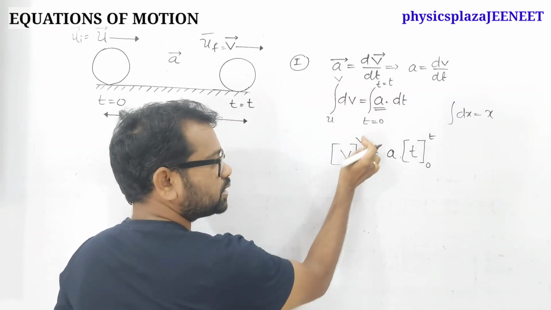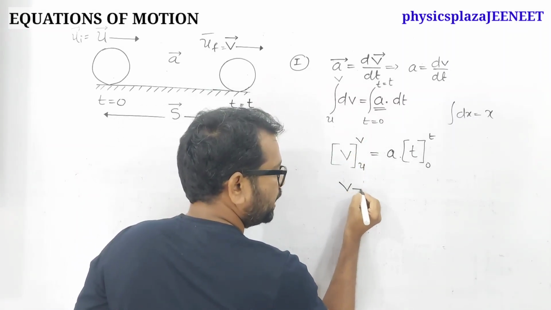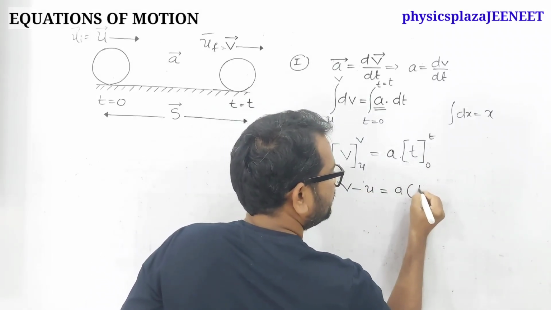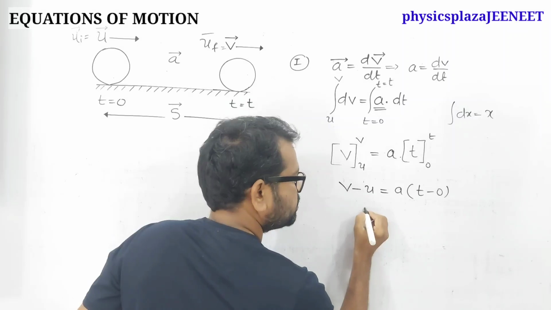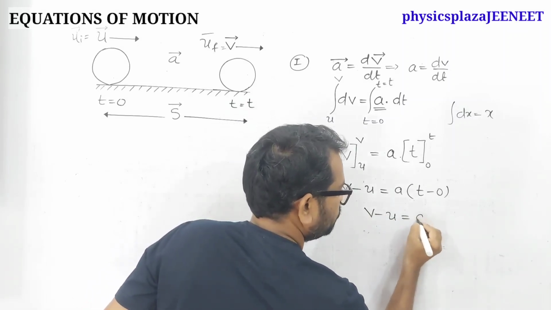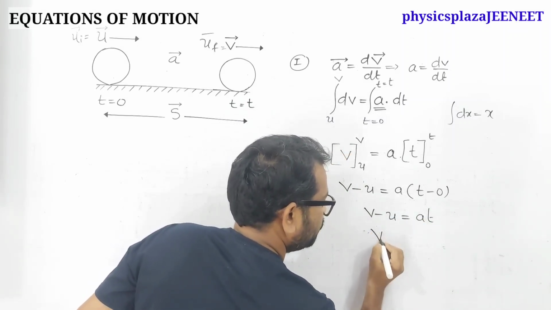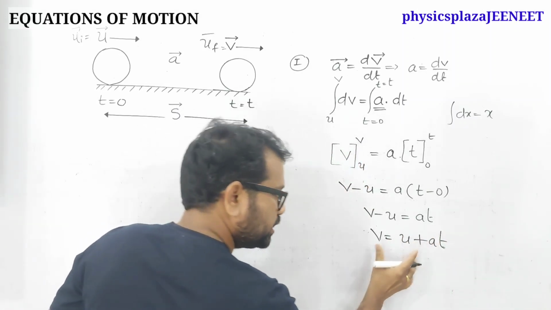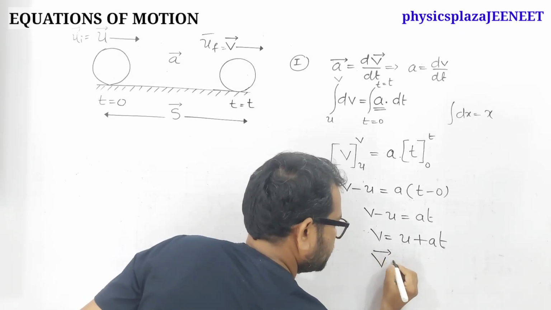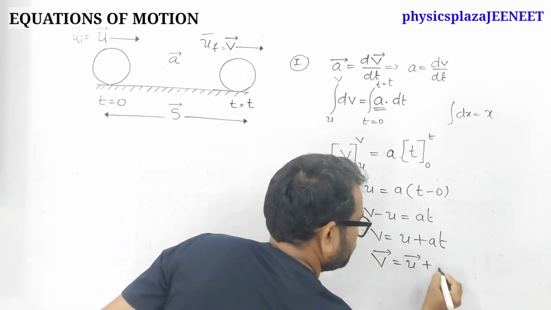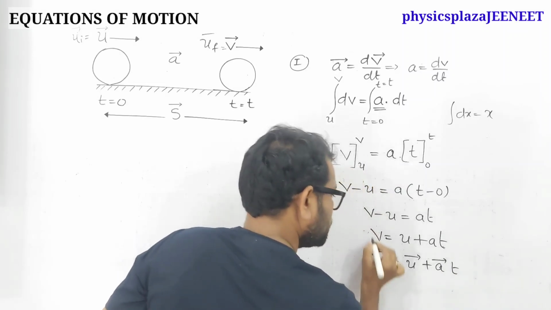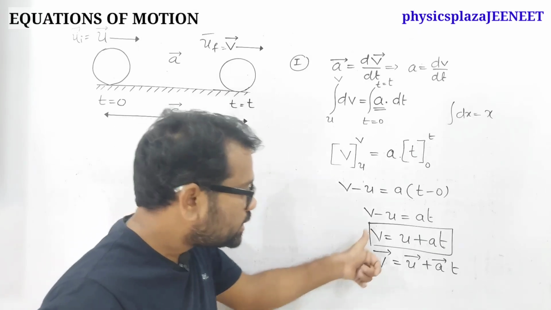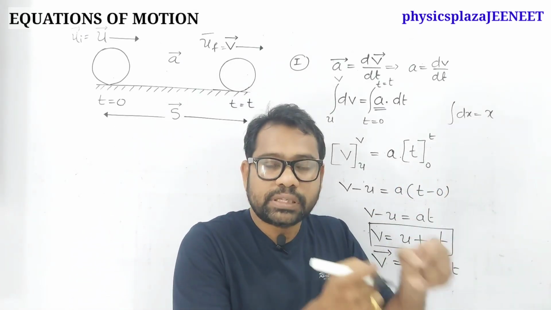Now apply these limits. First substitute the upper limit, that is v, minus the lower limit u, is equal to a into upper limit t minus lower limit 0. So this will be v minus u is equal to at. So this can be written as v is equal to u plus at. In fact, it should be written like this, children: v is equal to u plus at. This is the scalar form actually, and the second one is the vector form. So children, v is equal to u plus at is the first equation of motion.